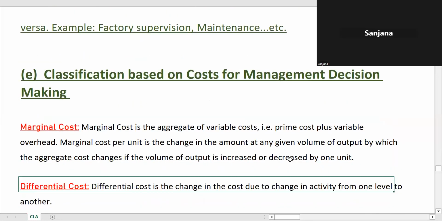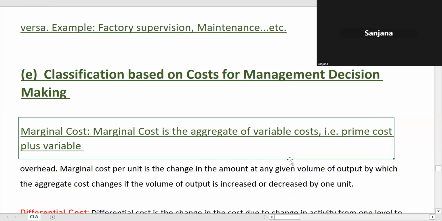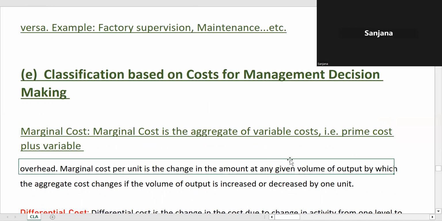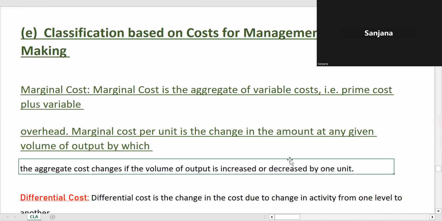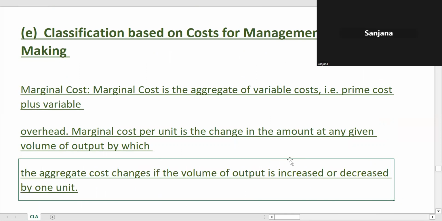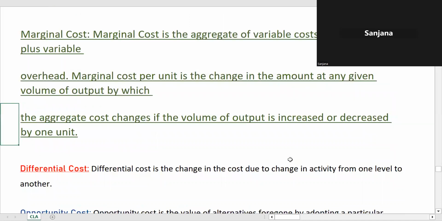So this is called marginal cost. Main thing is marginal cost. Marginal cost is nothing but your variable cost. All variable cost is marginal cost: prime cost plus variable overhead. The technical definition is the change in the amount at any given volume of output by which cost is increased or decreased by 1 unit. So we will discuss this definition with marginal costing.